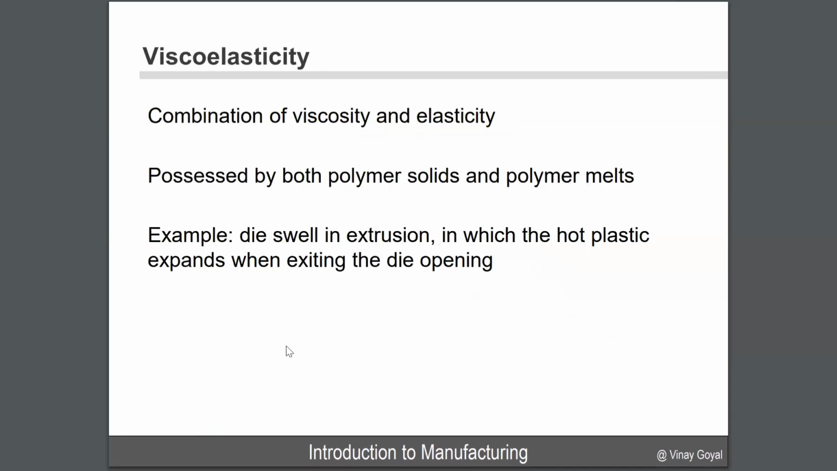I'm covering the properties that polymers have that allow them to be so effective in a manufacturing process. So what is viscoelasticity? Viscoelasticity is a combination of viscosity and elasticity. Those are possessed both by polymer solids and polymer melts. An example of viscoelasticity in action is die swell in extrusion, which is when a hot plastic expands when it exits the die opening. In this case, we're taking advantage of the elasticity of these materials in the manufacturing process.